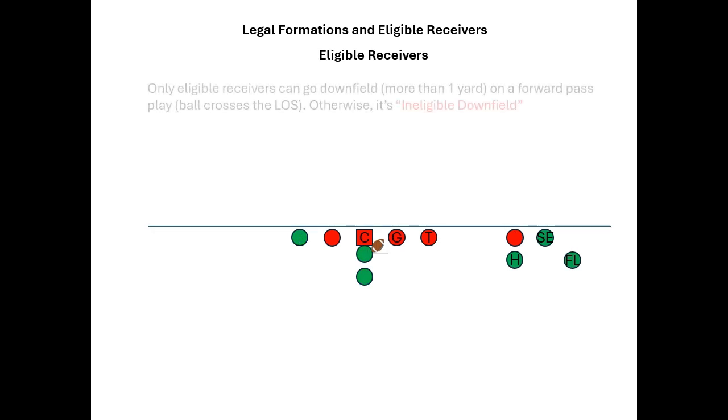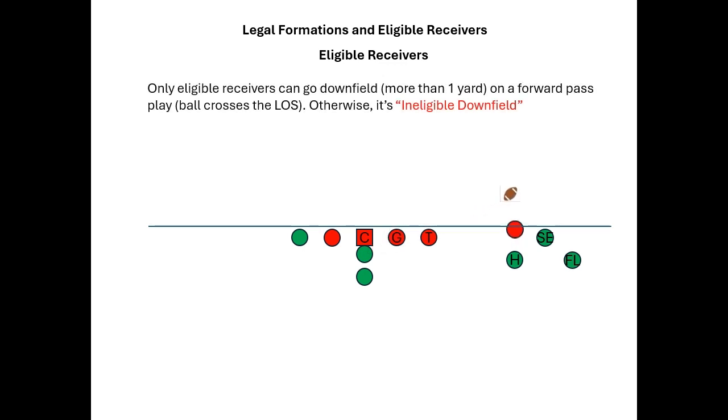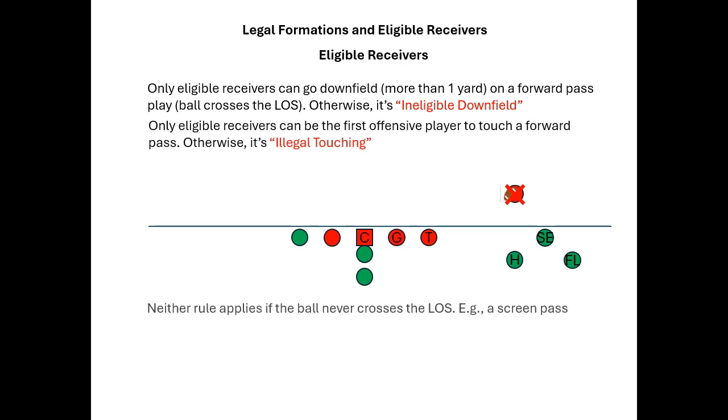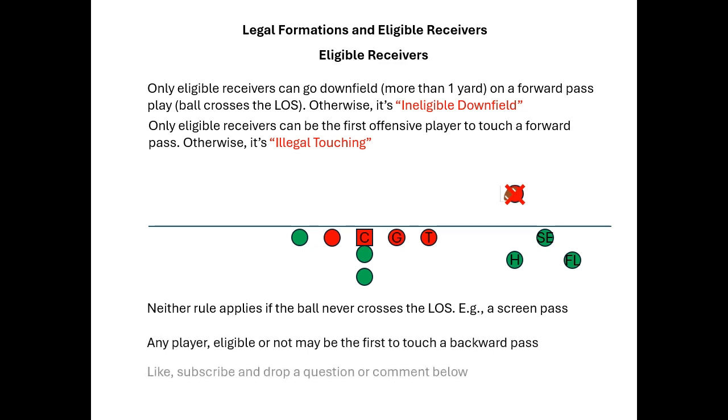Only eligible receivers can go downfield, which is more than a yard, on a forward pass play, and that's a play where the ball crosses the line of scrimmage. Otherwise, it's ineligible downfield. Then only eligible receivers can be the first offensive player to touch a forward pass. Otherwise, it's illegal touching. Neither rule applies if the ball never crosses the line of scrimmage, like on a screen pass. Any player, whether they're eligible or not, may be the first to touch a backward pass, like a lateral or a backward screen pass.